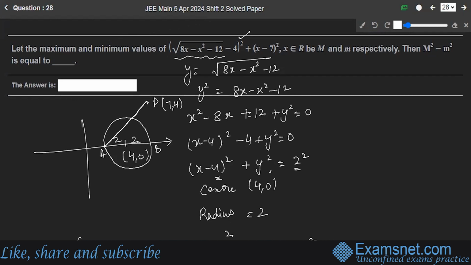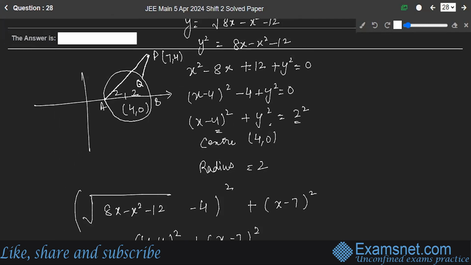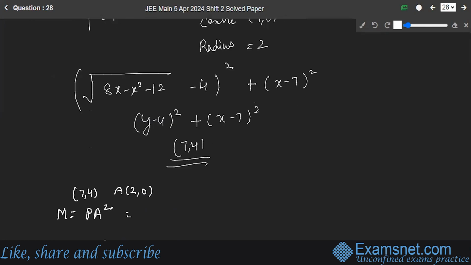Let PQ be the perpendicular distance, the point Q being the foot of the perpendicular from P to the circle. So PQ is the shortest, or the minimum value. So capital M is equal to the maximum value and small m is equal to the minimum value. Now, P had the coordinates (7, 4) and A had the coordinates (2, 0), because the radius is 2. So this point A will have the coordinates (2, 0).